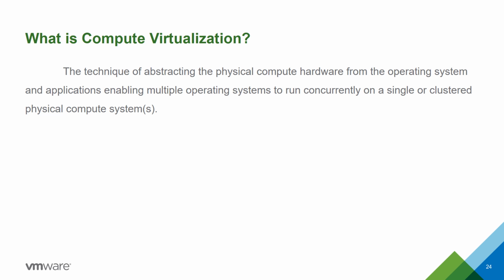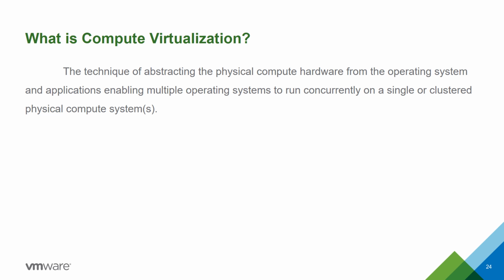Okay. So compute virtualization is a technique of abstracting the physical compute hardware. What are those hardware components? RAM, CPU, networking devices, that is your NIC cards or host bus adapters, and storage. So we are trying to abstract these physical hardware components from the operating system and applications, thus enabling multiple operating systems to run concurrently on a single or clustered physical compute system, right?